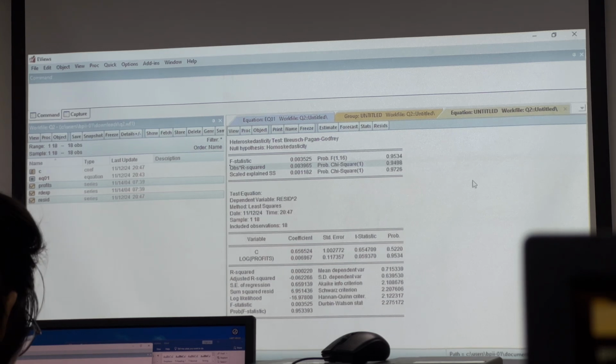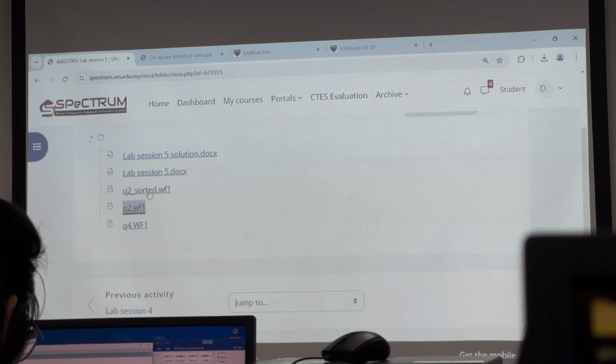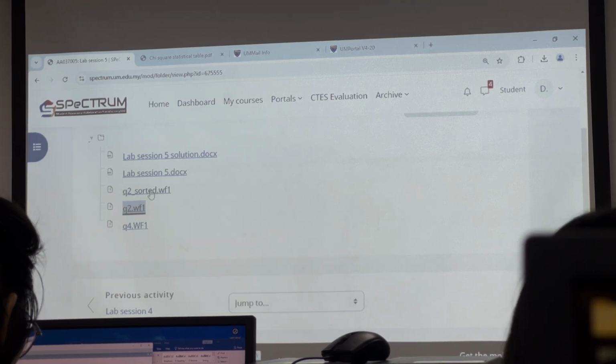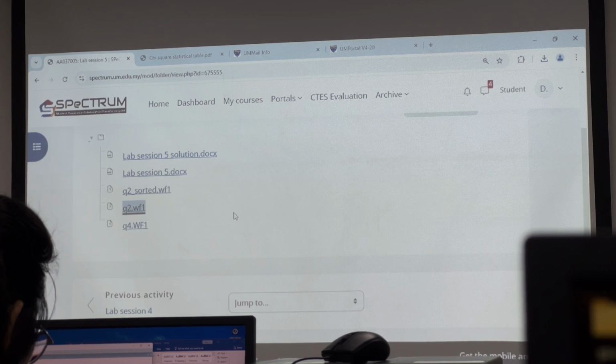For 3B, apply Goldfeld-Quandt test. That one I leave it to you to do at home. If you're using the sorted data, meaning after sorting from smallest to highest, and then you remove the middle one, just like what we did earlier, and then estimate the first part, second part, the first subsample, second subsample, and then you calculate.